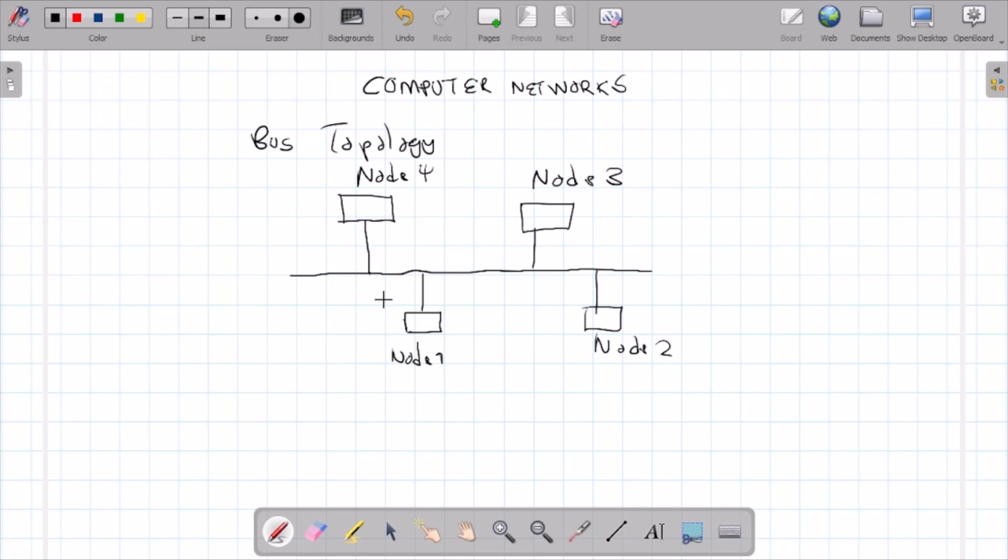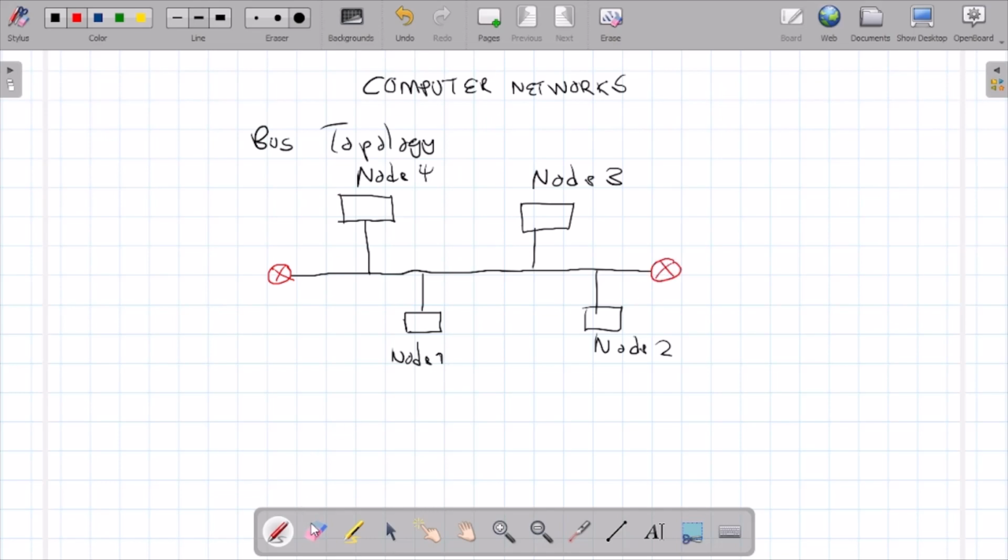So if there's any problem with this backbone cable, the network is going to fail to operate. So we won't have any communication between the various nodes of this network. Now to prevent signal reflections, we put terminators at the end of the central cable.